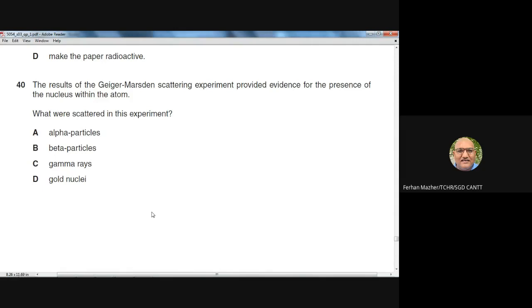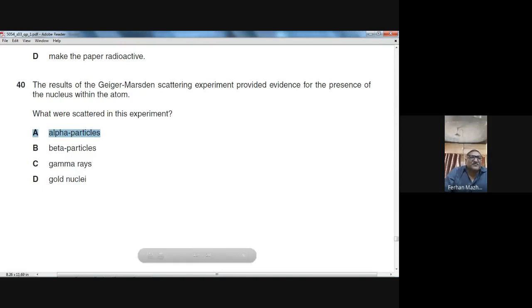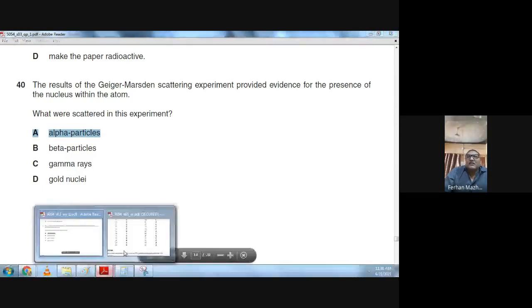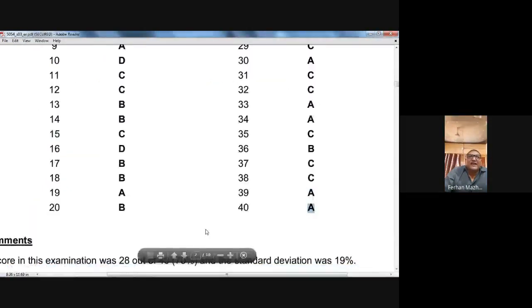You must have studied this experiment in your physics and in your chemistry. This is the discovery of the nucleus of the atom. So we use alpha particles in the scattering experiment done by Geiger and Marsden, in which they found the nucleus of the atom. So I think A is the choice. Question number 40, A is the right choice.